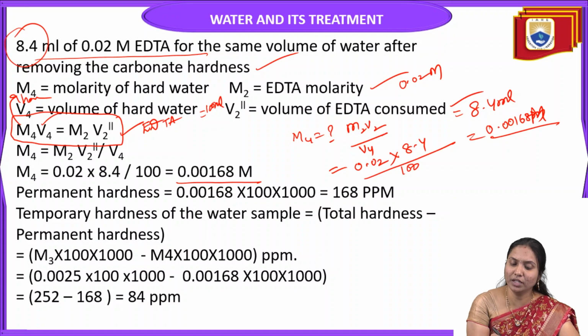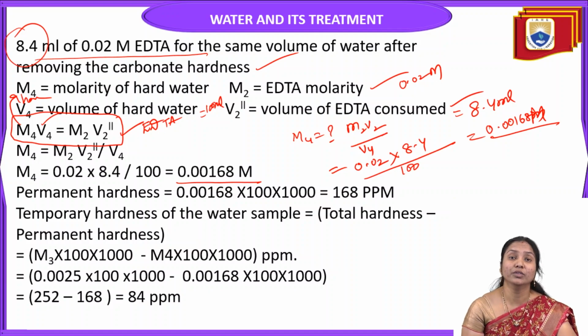So now you can calculate the permanent hardness. How can you calculate the permanent hardness of water? Permanent hardness equals M4 into 100 into 1000. Here M4, the molarity of permanent hard water, is 0.00168, into 100, where calcium carbonate molecular weight is 100, and 1000 is the total makeup solution.